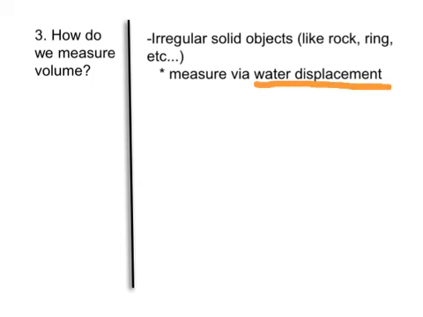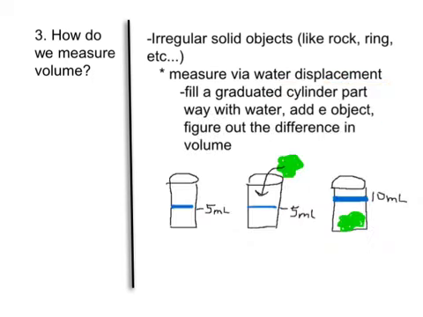Okay, so what this means is that we are going to fill up a graduated cylinder, not all the way, but part way with water. Then you add your object into it, okay? Figure out the difference in volume between the water line without the object and the water line with the object, and then you subtract the two in order to get the actual volume of the solid object. So let me write that down and kind of give you a visual.